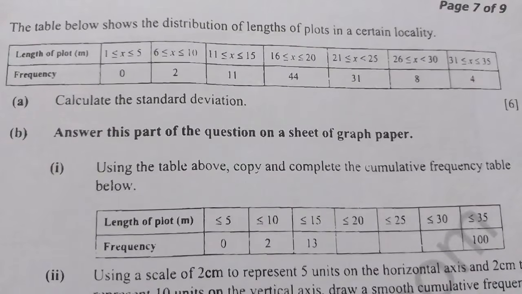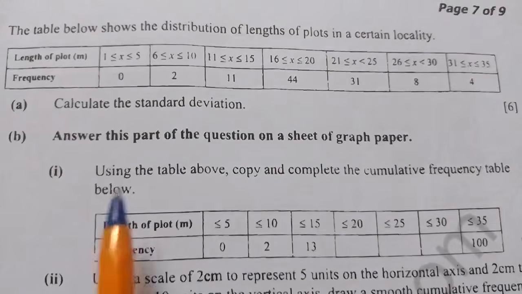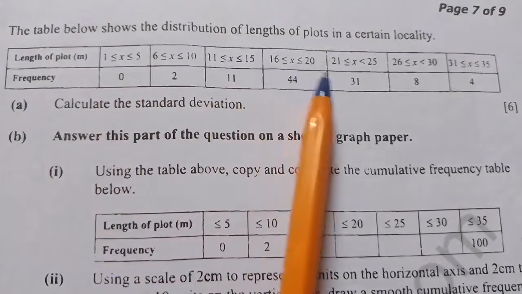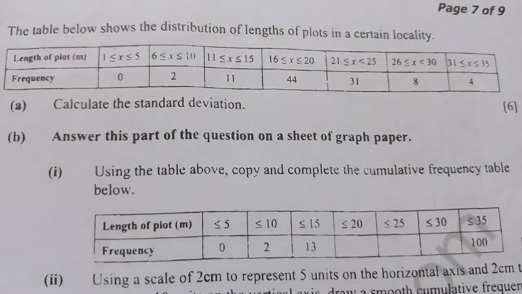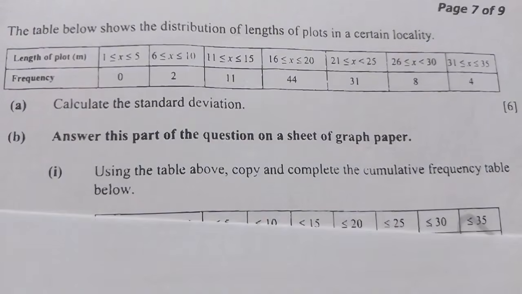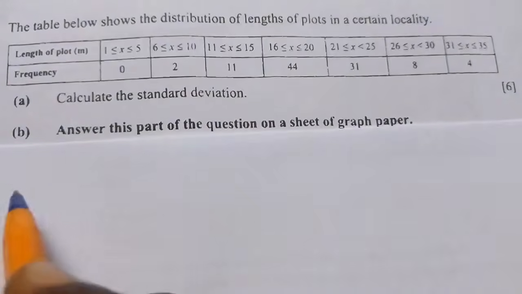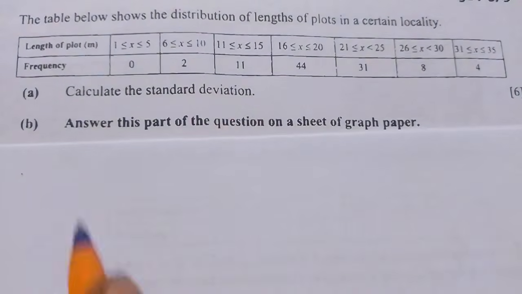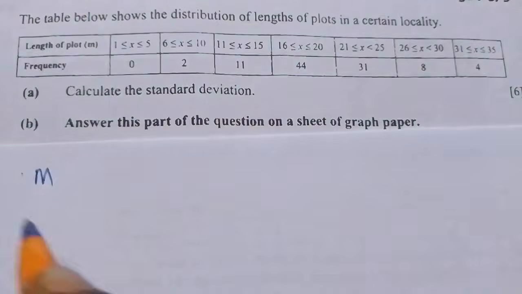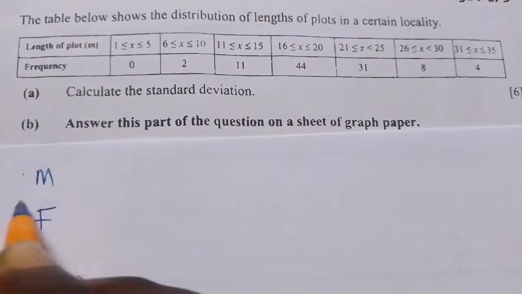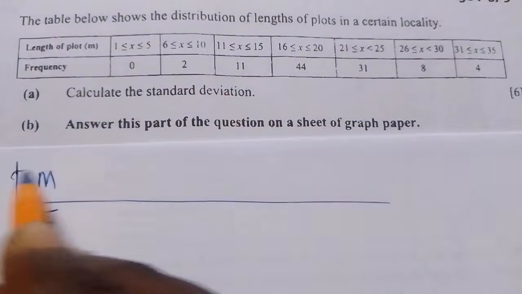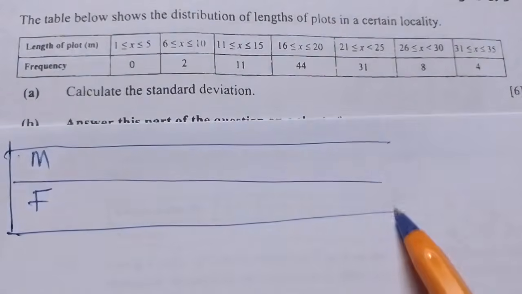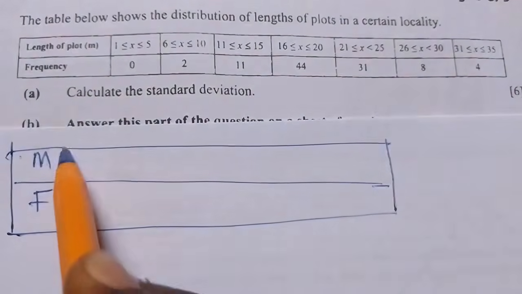So if I look at this question, this is grouped data, the way numbers are arranged. If it is grouped data, I need to make another table. There is length there, which is in meters, and there is also frequency there. So I'm going to make another table here.